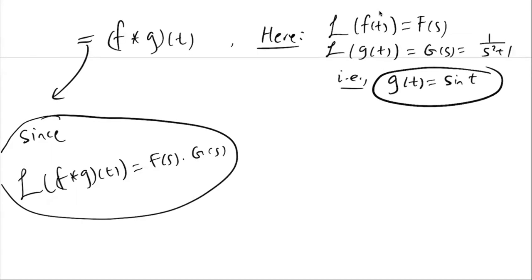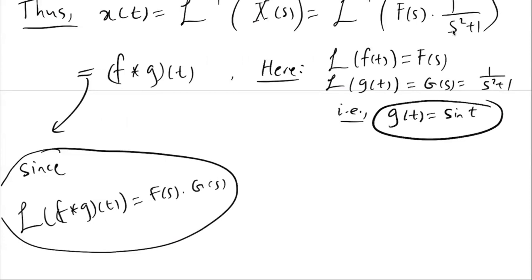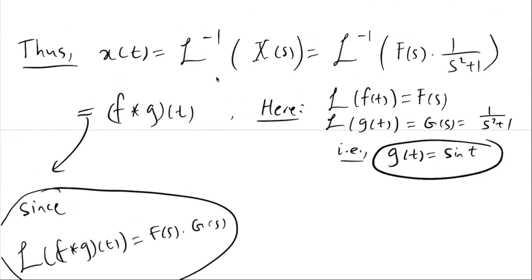So small f of t is the function given in the question. Small g of t is the function whose Laplace transform is 1 over s squared plus 1. But the table tells me that sine t is the function whose Laplace transform is 1 over s squared plus 1. So x of t, we wrote it as f star g of t.